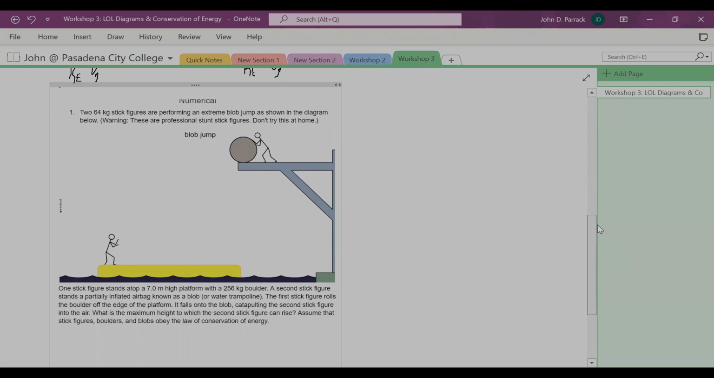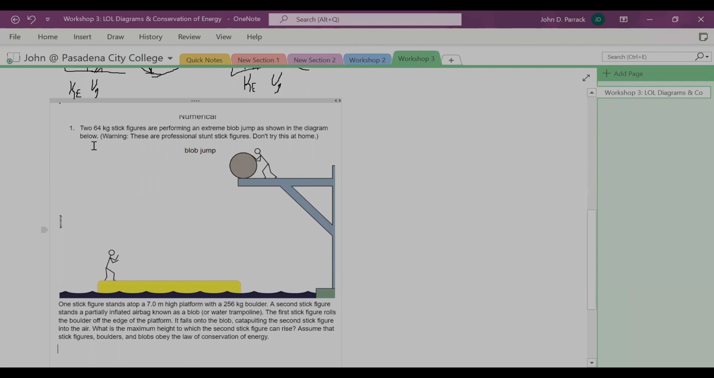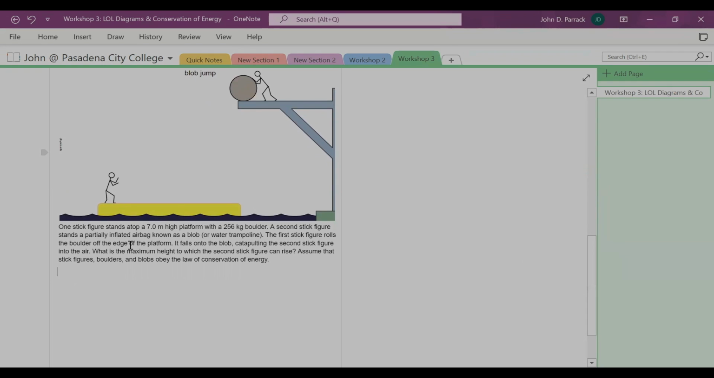All right, so we're looking there on the screen. This problem says 2 64 kilogram stick figures are performing an extreme blob jump as shown in the diagram below. It says that these are professional stunt figures and we shouldn't attempt this at home. Okay, we'll take that under advisement. One stick figure stands atop a 7-meter high platform with a 256 kilogram boulder. Okay, wow. A second stick figure stands on the partially inflated airbag known as the blob or water trampoline.